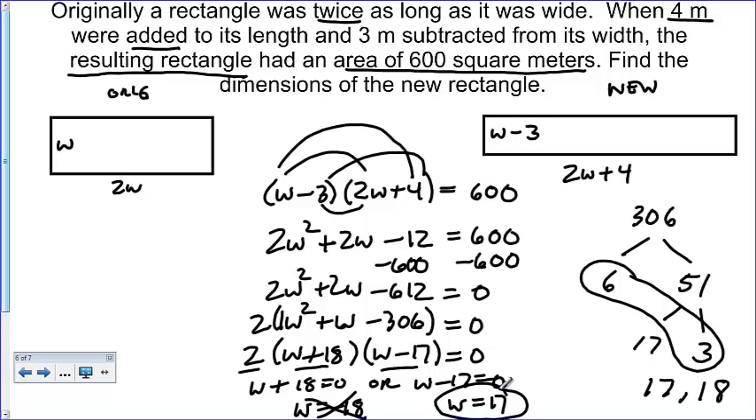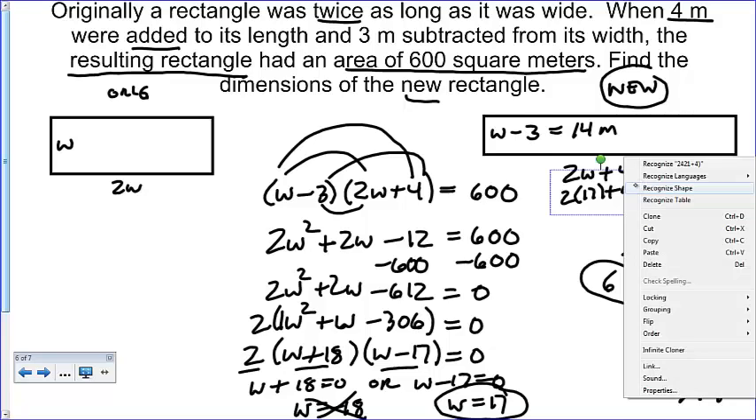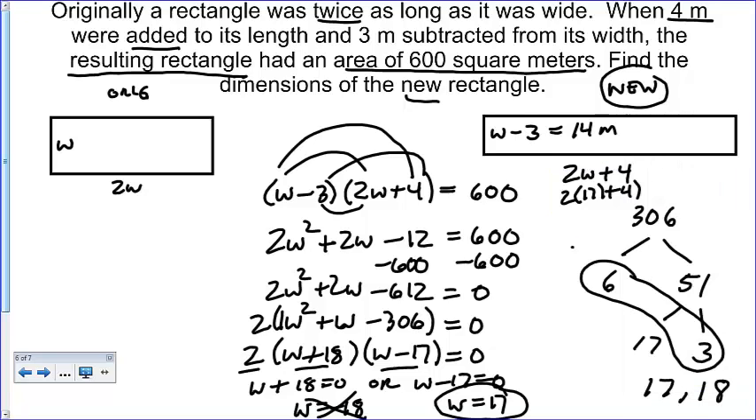And it says find the dimensions of the new rectangle, so we'll go over here to the new rectangle and plug in 17 for w. The new width is 14 meters, and the new length is 2 times 17 plus 4, which will be 34 plus 4, which is going to equal 38 meters. So the new rectangle is 14 meters by 38 meters.